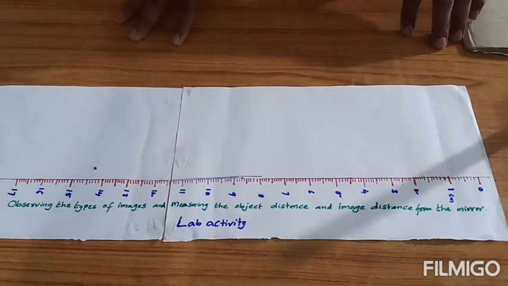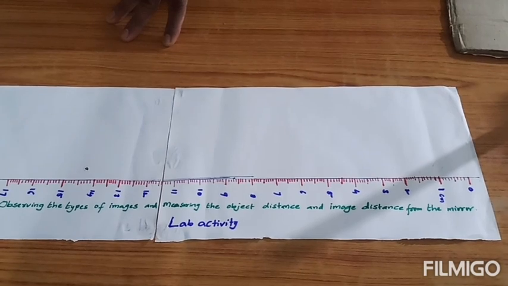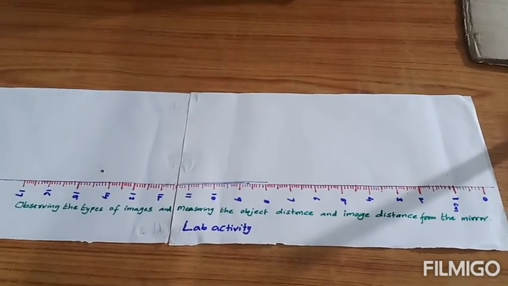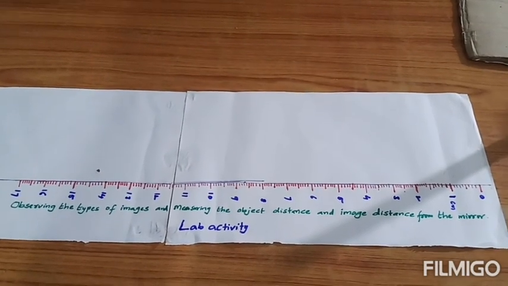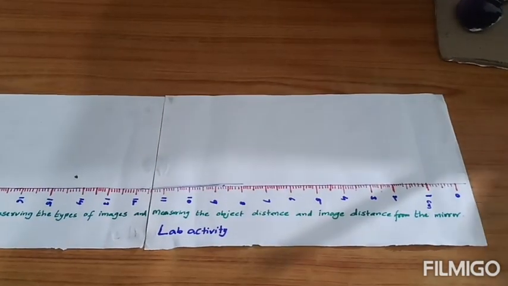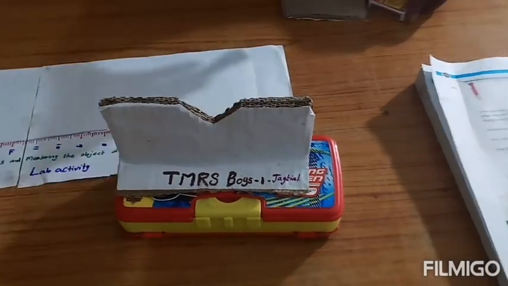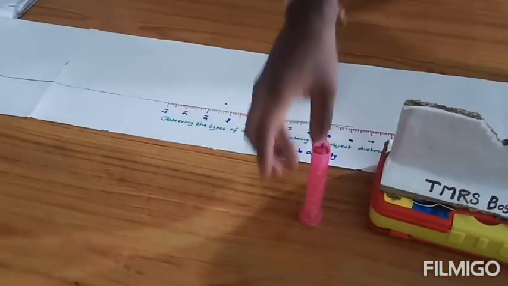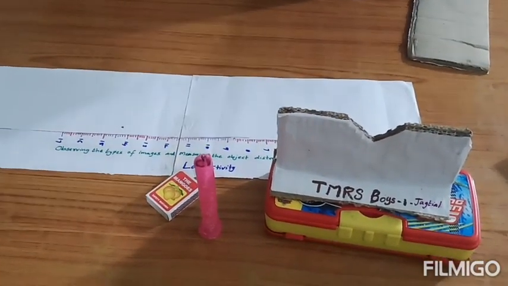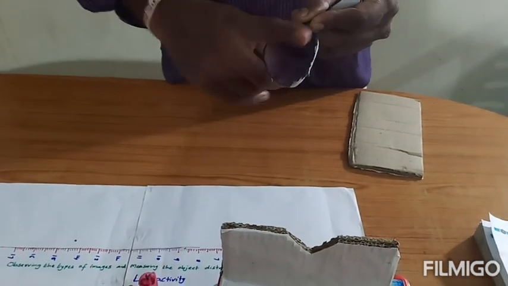In the previous class, we saw the image formation in the concave mirror. In today's lab activity, we are going to see the image formation in the convex mirror. So friends, for doing this activity, the required materials are a V stand, this V stand prepared by me, an object candle, a matchstick for lighting the candle, and the mirrors. This is the convex mirror, because this bulged surface acts as the reflecting surface.